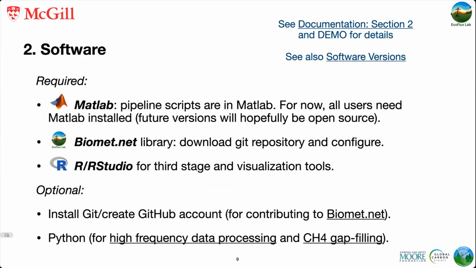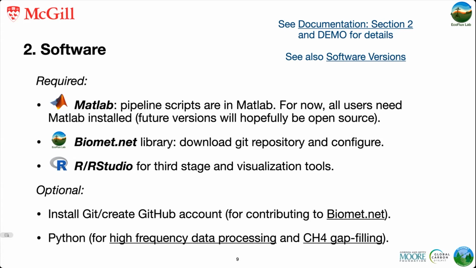So in terms of required software, the pipeline scripts are written in Matlab, so you'll all need to have that installed, and we're recommending version 2023B and higher. We are planning for future versions to be open source, but for now we're working with Matlab. You'll also need to download our biomet.net Git repository. This library contains some scripts and functions for running the pipeline. And then later, I'm also going to show you how to configure this repository to work with Matlab. You'll see that in the tutorial.